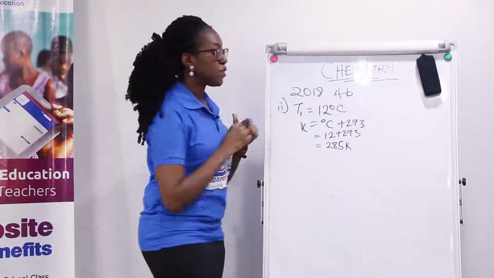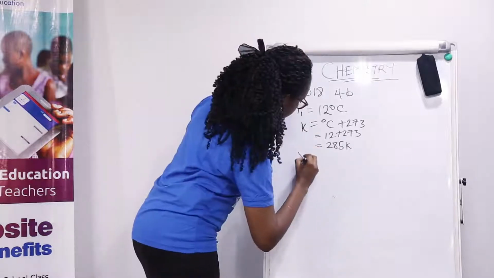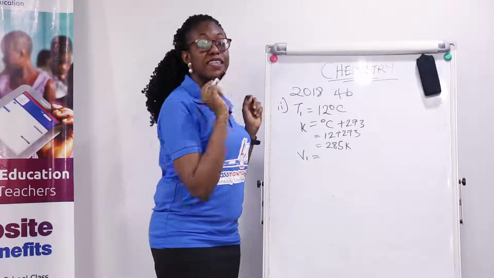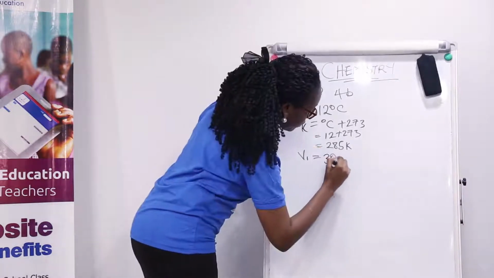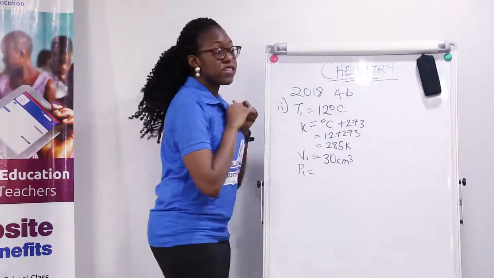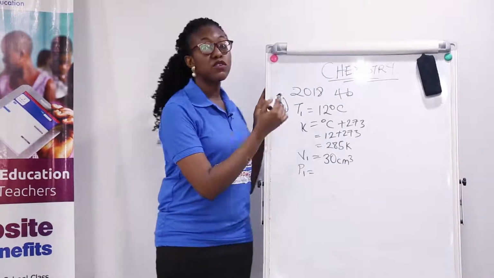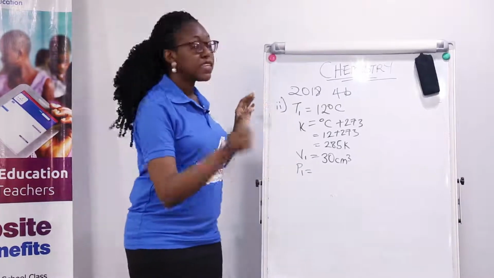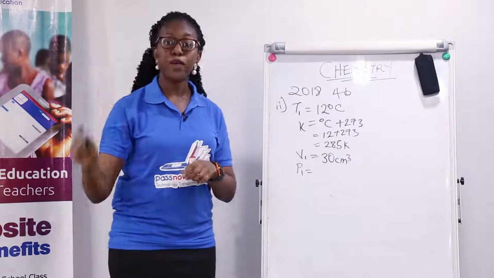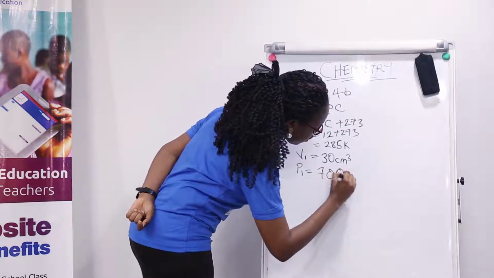So we have T1 to be 285 Kelvin. Now, our volume, V1, was given as 30 centimeter cube. And our P1, the pressure stated there was 700 millimeter mercury, but that was because methane was collected over water. And the saturated vapor pressure of water given in the question was 10 millimeter mercury. To get our P1, we have to subtract the 10 from 700.